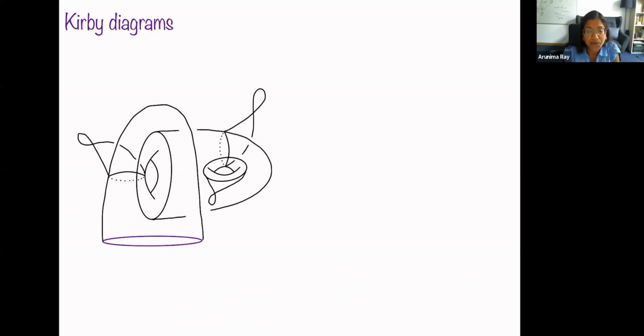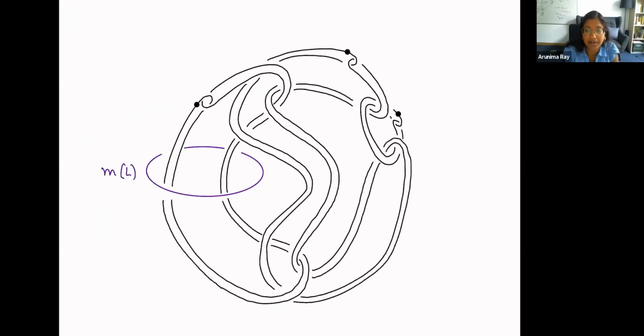But of course, a capped group is something more complicated. To build a picture of a capped group, I should take those pieces and glue them together somehow. So for example, if I have this capped group of height 1.5, it will have a Kirby diagram like this. And then this circle, M of L, that's the thing that was drawn in purple before, that's the attaching region. So right now, this is a picture of a capped group, and this is a picture of its attaching region.